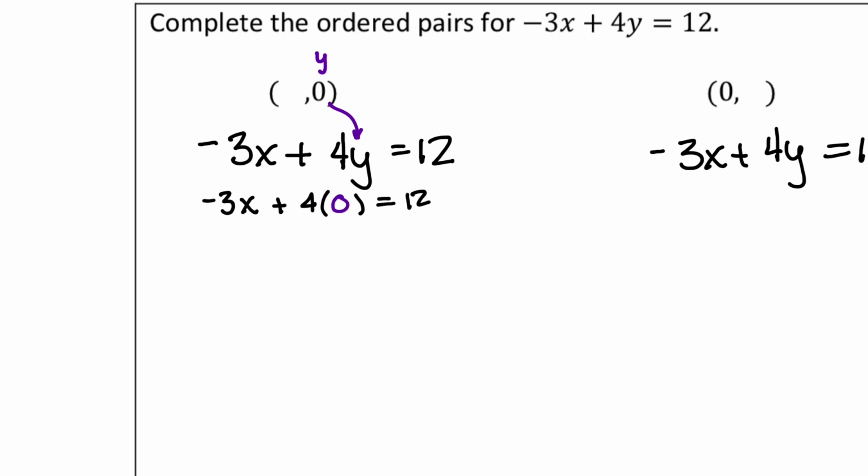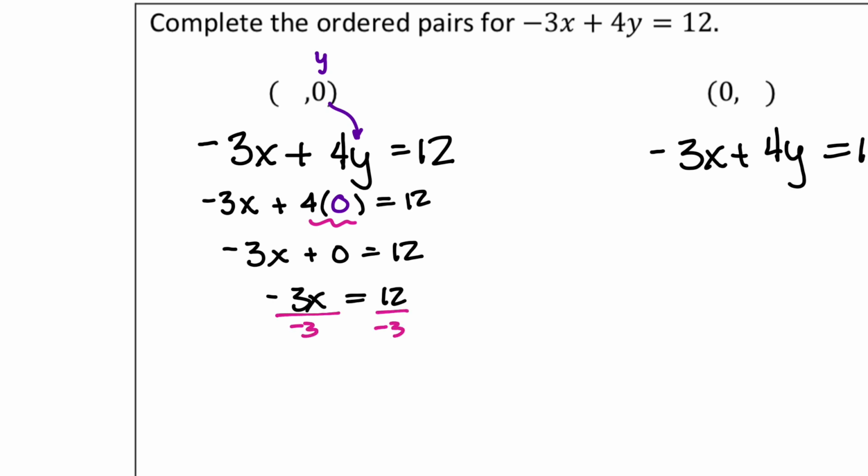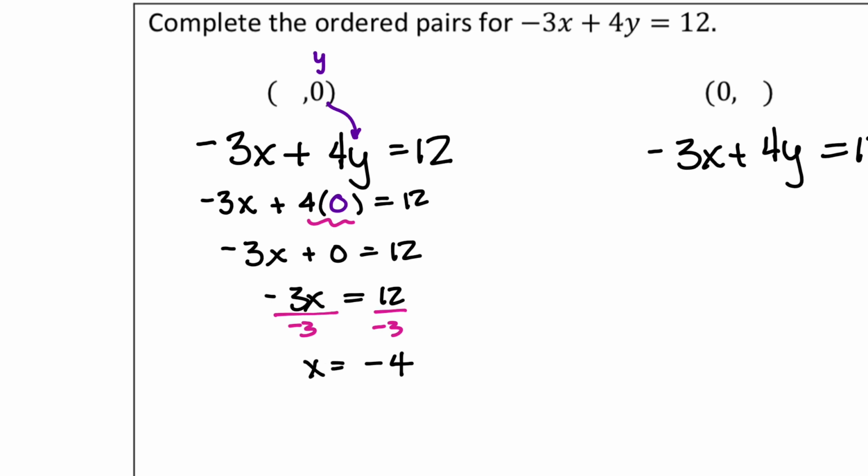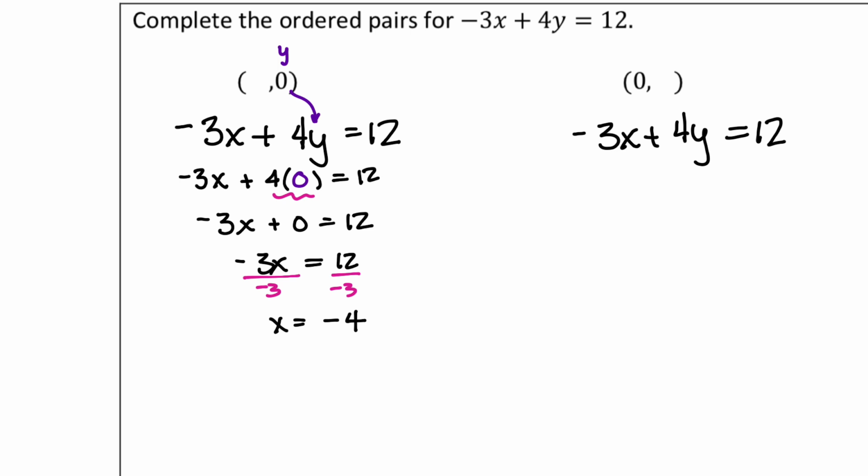Okay, so 4 times 0 is 0. Everything else comes down. 0 plus anything is the anything. And now we're going to divide by -3. So x equals -4. Don't stop there. Remember, you have to complete the point. Okay, so complete the point. Like I said, I'm going to do it at the bottom, but you can just fill it in at the top.